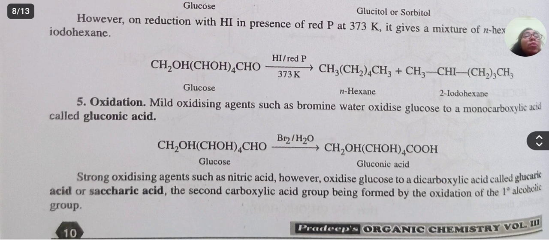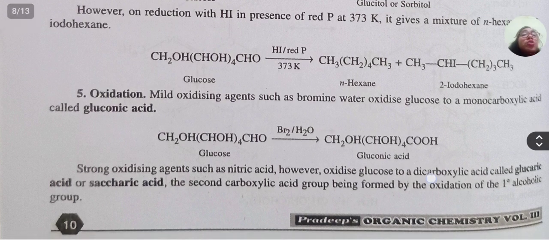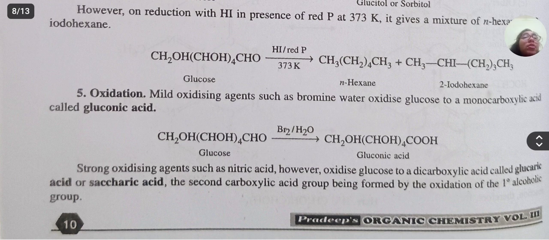Oxidation. Mild oxidizing agents such as bromine water oxidize glucose to a monocarboxylic acid called gluconic acid. Glucose into gluconic acid, Br2/H2O. Strong oxidizing agents such as nitric acid oxidize glucose to a dicarboxylic acid called glucaric acid or saccharic acid, the second carboxylic acid being formed by the oxidation of the terminal primary alcoholic group.